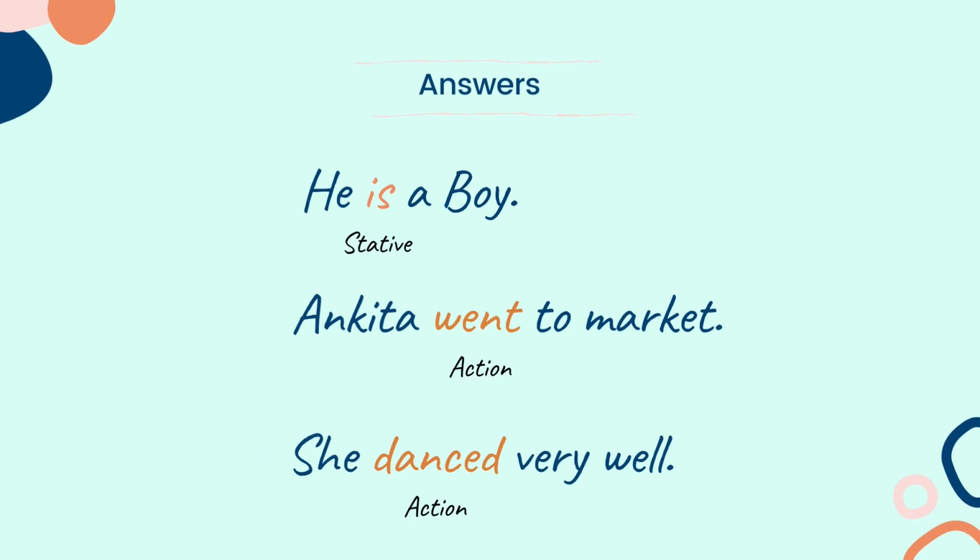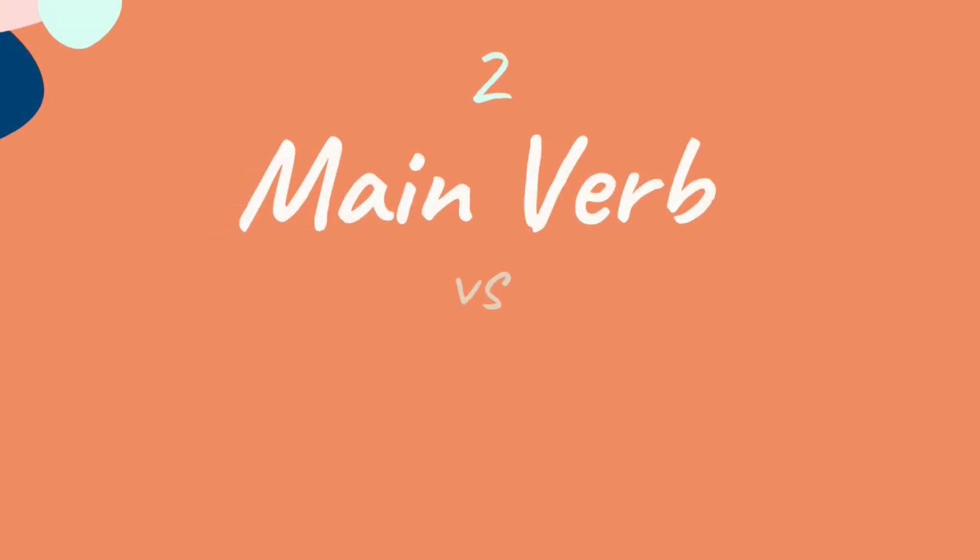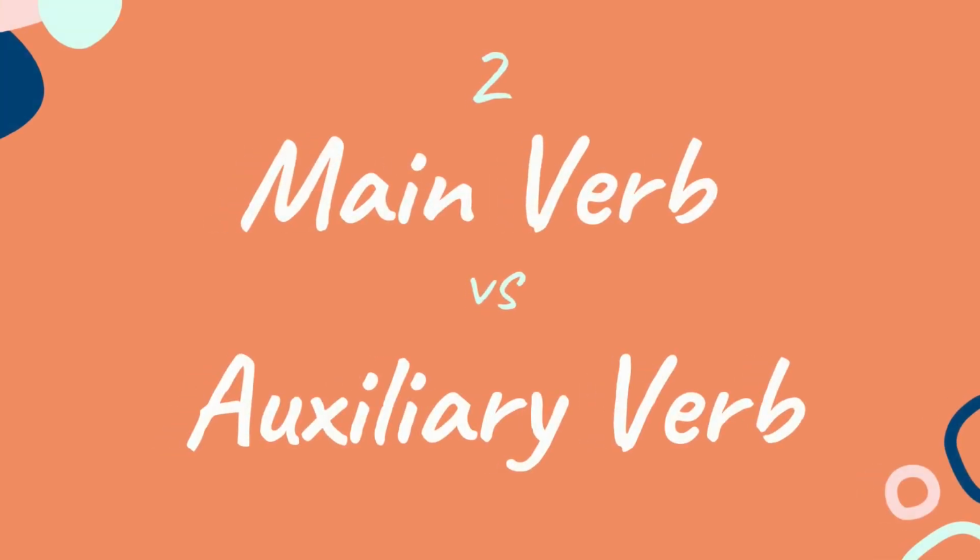The answers are on your screen now. Is, stative verb. Went, action verb. Danced, action verb. Now let's look into the next type. Number 2, main verb versus auxiliary verb.